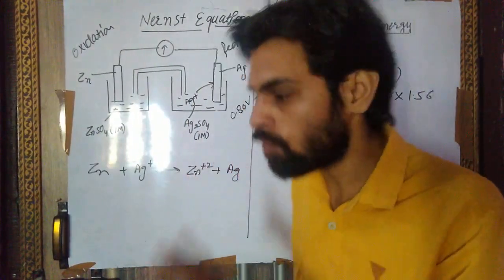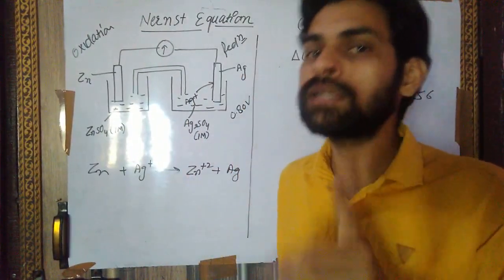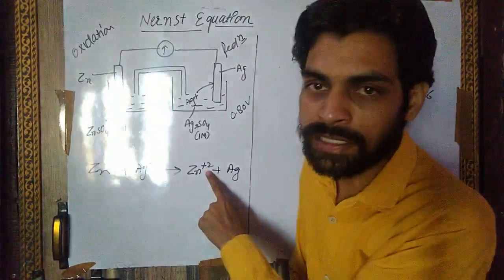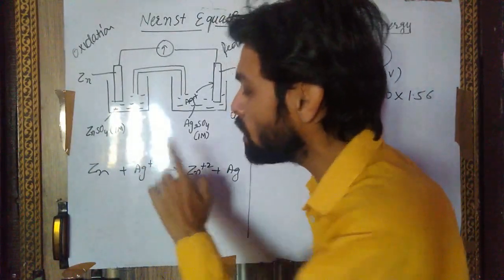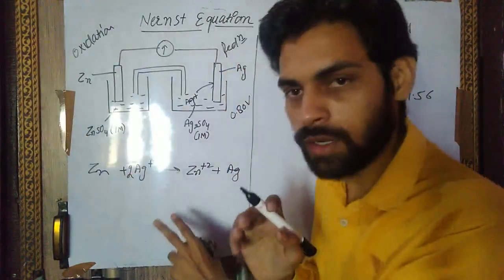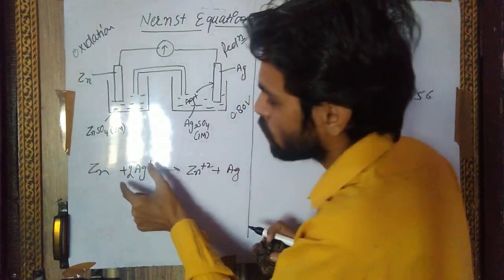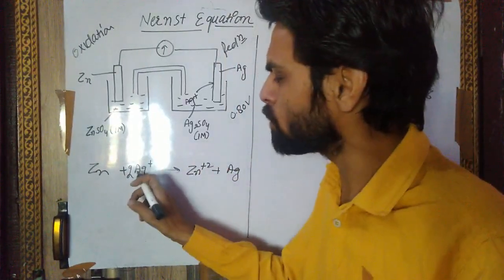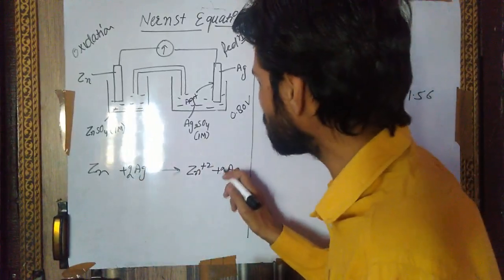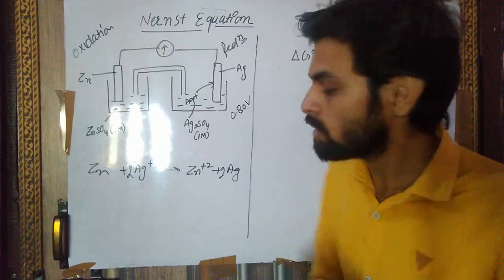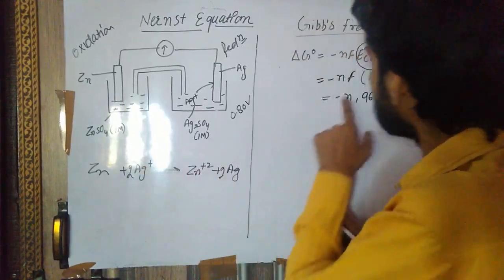So now what is next? You will equate the charge. How many unit positive charge is there? 2 unit positive charge. Here only 1 unit positive charge. So you will multiply this by 2. Okay, now charge has equated: 2 unit positive charge on left hand side and 2 unit positive charge on right hand side. If 2 atoms of silver you have taken, you will take 2 also. This is cell reaction. Now equal charge on right hand side and left hand side is n.